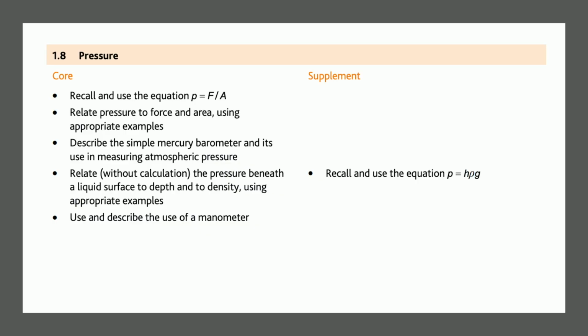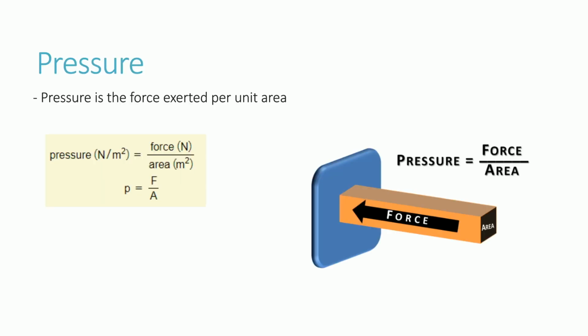So here we've got a few things that we want to cover today, so have a read through that before we begin. Quite simply, pressure is the force exerted per unit area. You've got here in this diagram an exemplification of a block of force acting on a certain area, and the pressure is force divided by the area. Force is in newtons and area is in meters squared, and naturally the units for pressure are newtons per meter squared. So a very important formula.